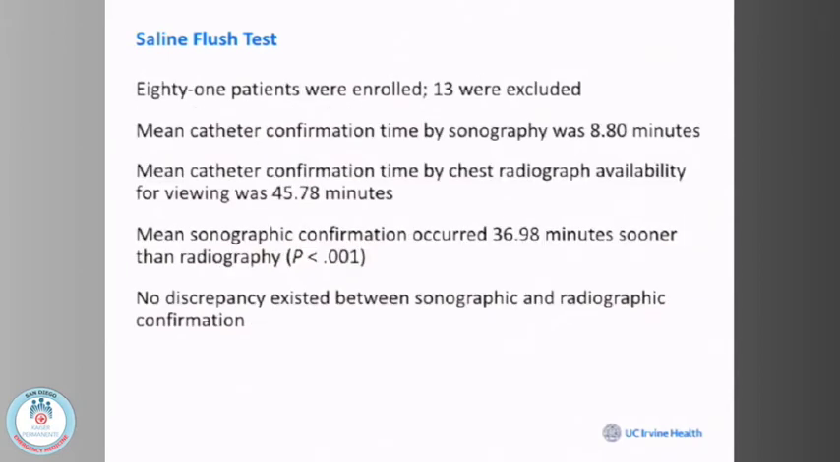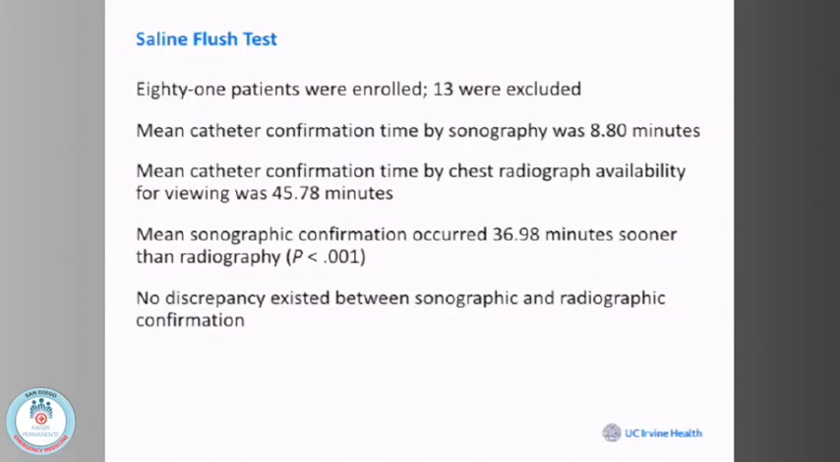81 patients, 13 got excluded. The mean catheter time to get the catheter under ultrasound, that includes dragging the ultrasound to the bedside, putting all the gowns and everything on everybody in the room and sterilizing everything, was 8.8 minutes. The catheter confirmation time by chest x-ray to view was 45 minutes.